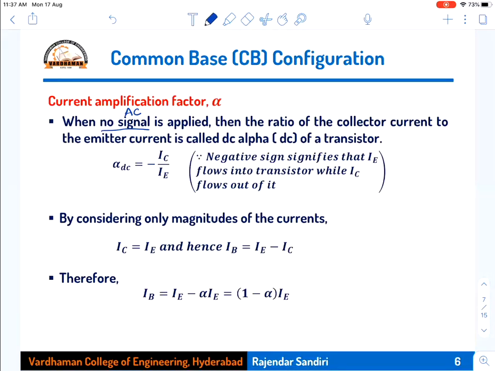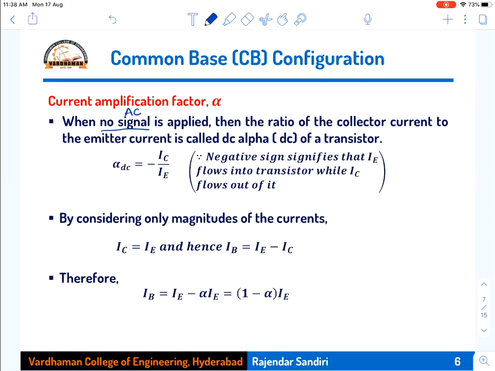If you connect AC also, then you will have both types of currents, so there will be behavior of the transistor for DC and behavior of the transistor for AC. Both combinations will be there. Now I am not applying any AC. When no AC is applied, the ratio of the collector current to the emitter current is called alpha DC or DC alpha of a transistor. Alpha DC is when no signal is applied; alpha AC is when a signal is applied. Signal here is generally AC only. So alpha DC is equal to minus IC divided by IE.